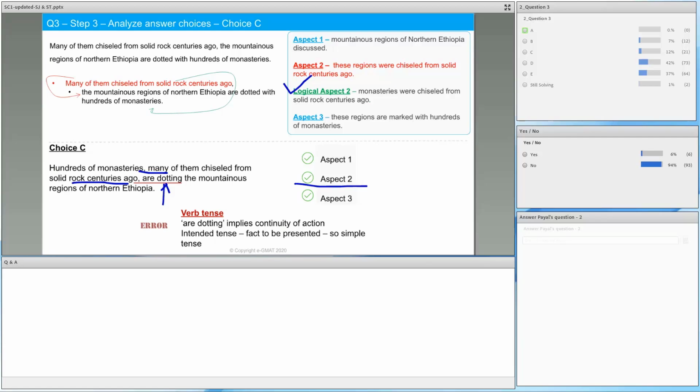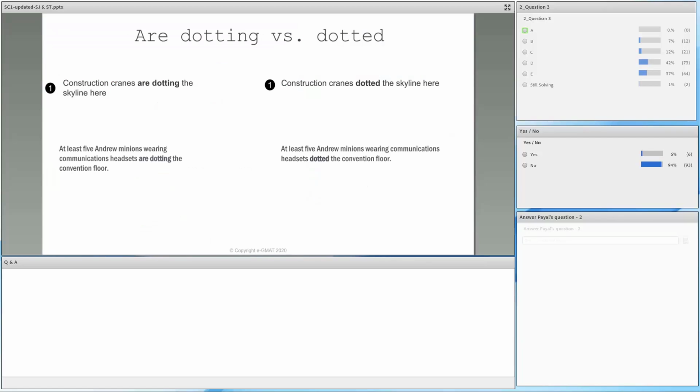The sentence wants to present general information, and hence there is no sense of continuity happening over here. Hence, the usage of the present continuous tense is incorrect. We have certain simple sentences over here.